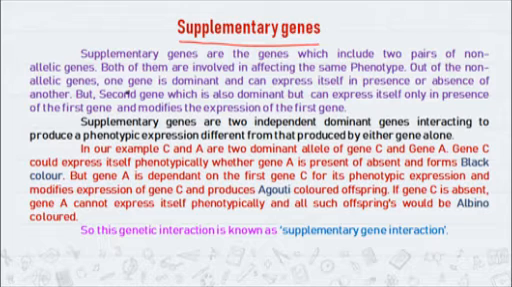Out of the non-allelic genes, one gene is dominant and can express itself in presence or absence of another gene. But the second gene, which is also dominant, can express itself only in presence of the first gene and modifies the expression of the first gene. Such genes are known as supplementary genes. In other words, they are two independent dominant genes interacting to produce a phenotypic expression different from that produced by either gene alone.